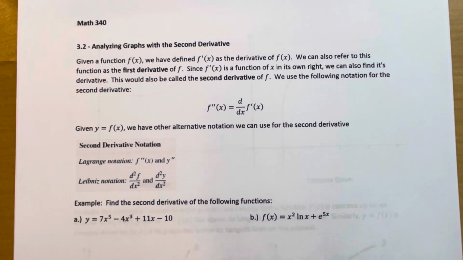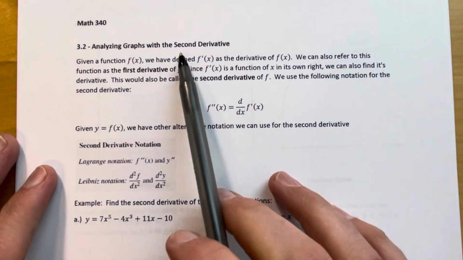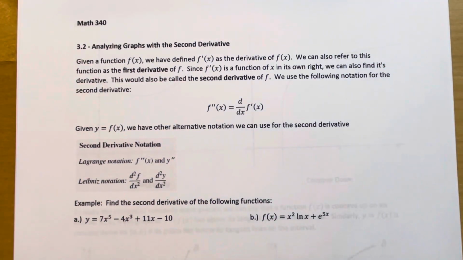Okay, so we're in section 3.2 now, analyzing graphs with the second derivative. Before we can get into the part of the section where we're looking at any graphs, we first need to talk about what a second derivative is, because that's not something that we have used yet.